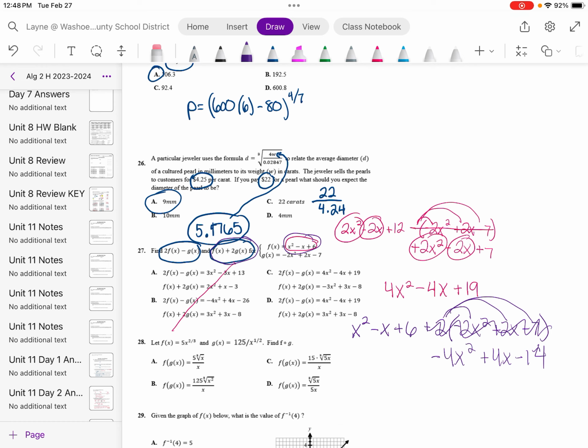Combine like terms. x squared minus 4x squared is negative 3x squared. Negative x plus 4x is positive 3x. And then 6 minus 14 is negative 8. So that means our correct answer should be C.